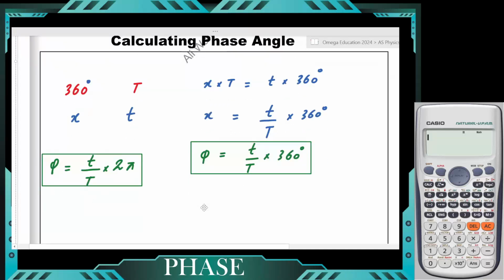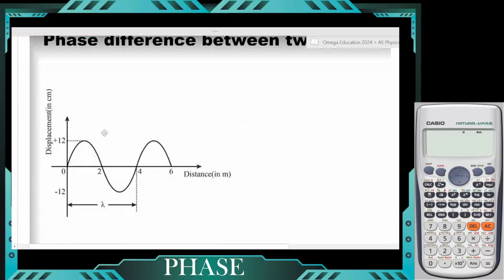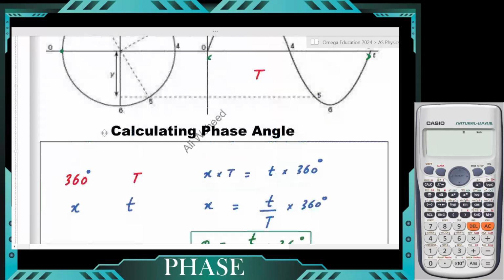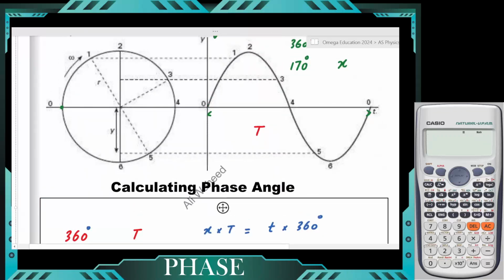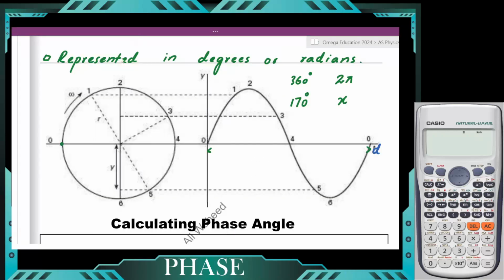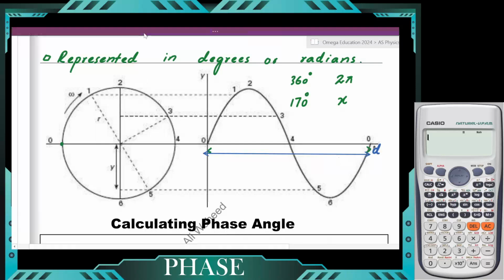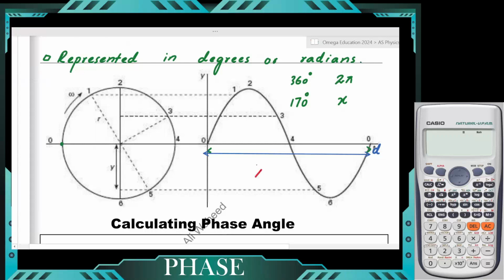Likewise, let's suppose a displacement time graph is not given. Rather, they have provided you with a displacement distance graph. So we have distance on the x-axis. For the full wave, we have 360 degrees, but you know now that the separation from here till here doesn't represent the time period, it represents the wavelength. So this separation is your wavelength. It is the length of one wave. What do we say? We say for one wavelength, we have 360 degrees.